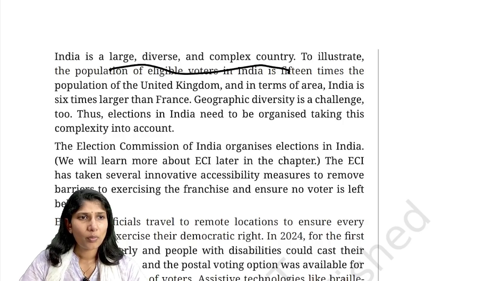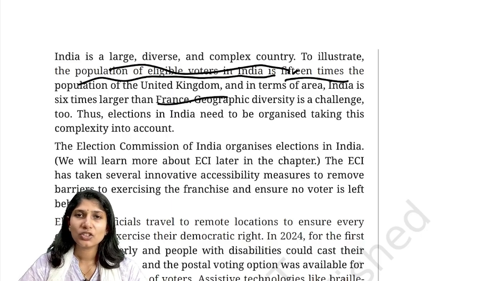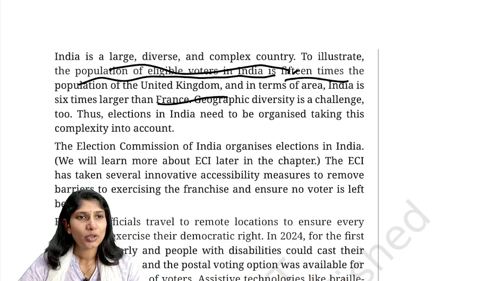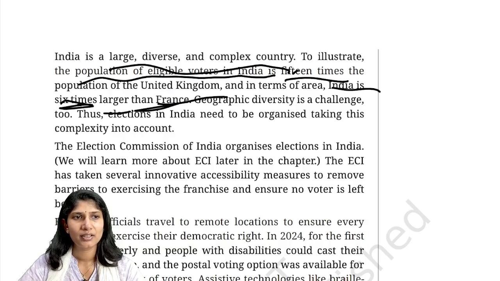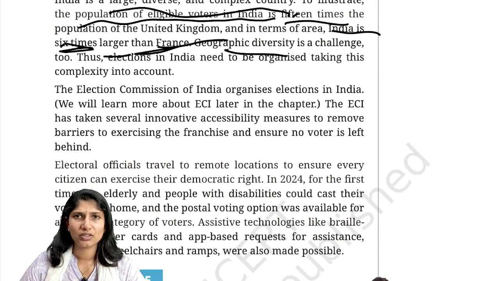So, the population of eligible voters in India is 15 times the population of the UK. Why we are telling this is just to showcase how big a country we are and how big our electoral process is. The population of just the eligible voters in India itself is 15 times the entire population of the UK. And area wise, India is 6 times larger than France. And we have a lot of geographic diversity too, like I told you. We have very hilly regions, mountainous regions.